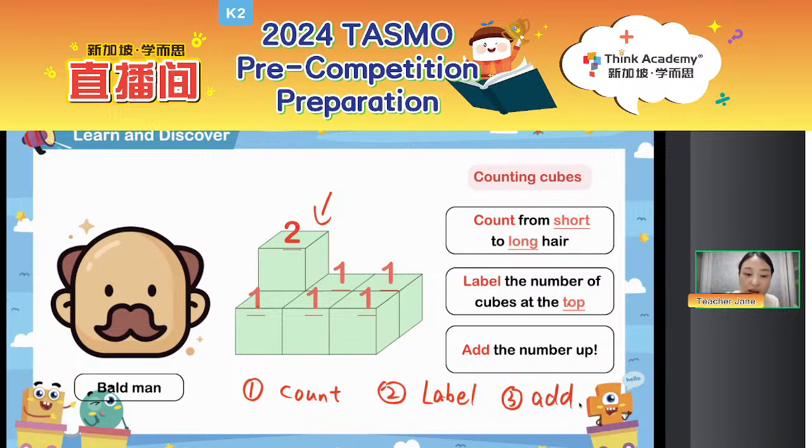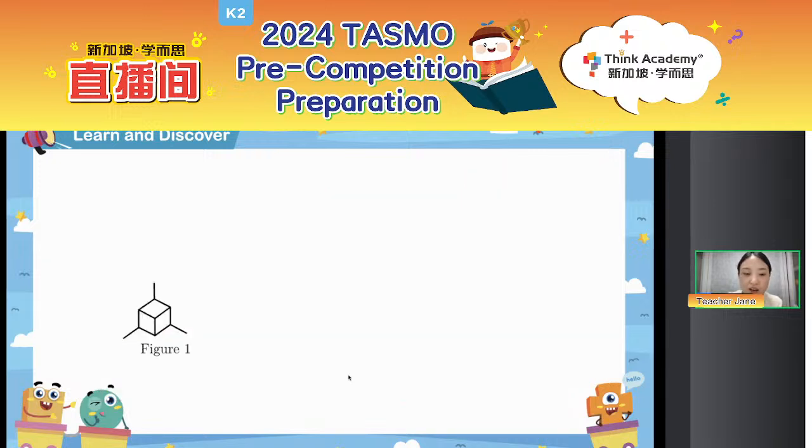Repeat with Teacher Jane. Okay, the first step is to count from the shorter hair to the longer hair. The second step is to label the number on the top of the cubes. And then the third step is to add them up. Okay, perfect, everyone. Then this time, let's try something different.